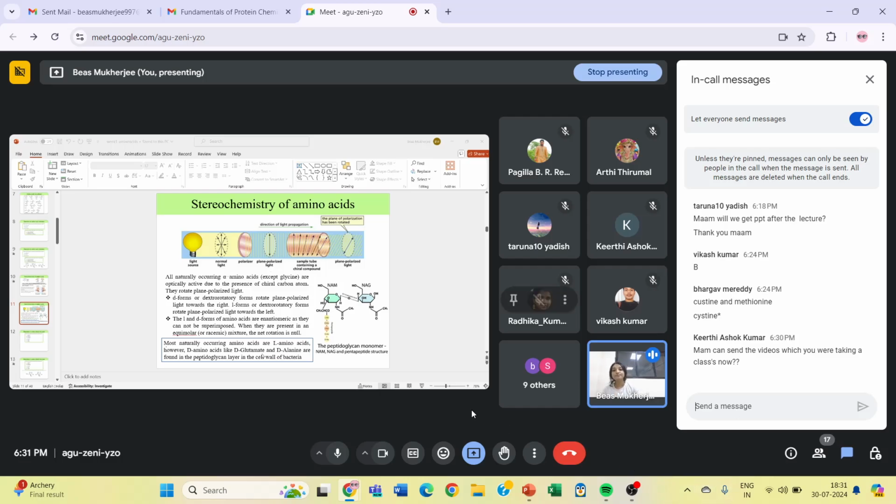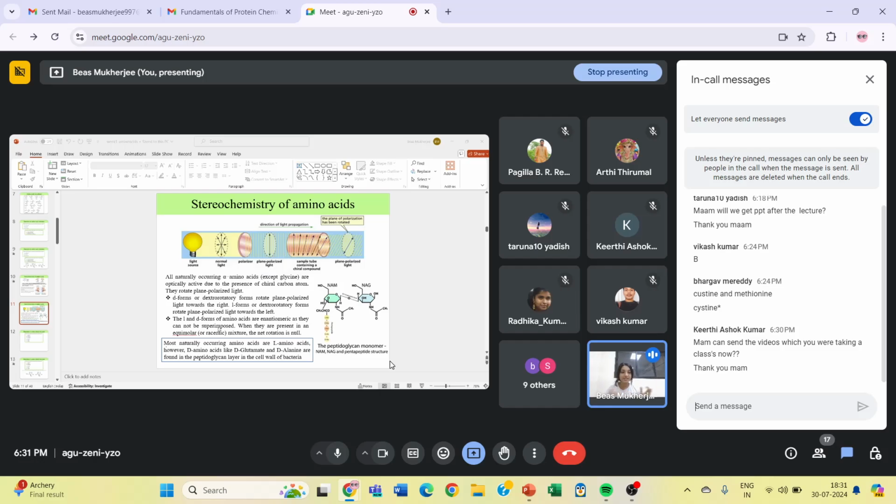So this is all about the D-form, and the dextrorotatory and levorotatory forms. They can be present as a racemic mixture. Now, in nature, the majority of the amino acids are L amino acids, capital L. Does that tell us that there are no D amino acids? No, that is not the case.